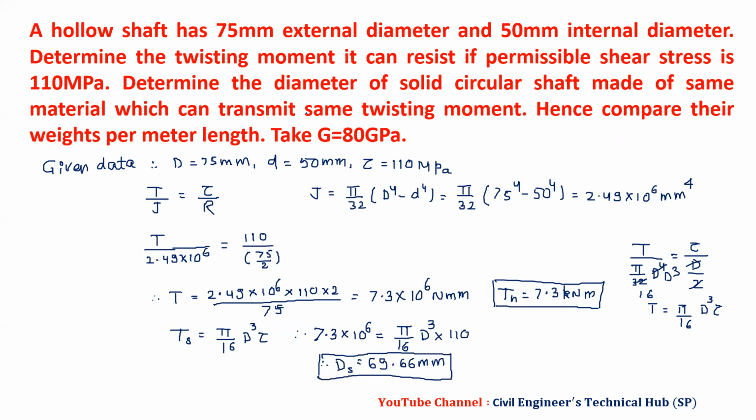Third, hence compare the weights, and G is given as 80 GPa. We do not require this. Now, what is the formula for weight? So we have weight equal to unit weight of material into volume. So we have gamma into area into length.